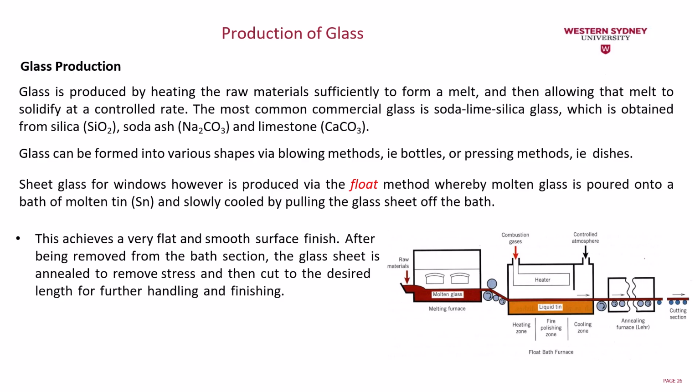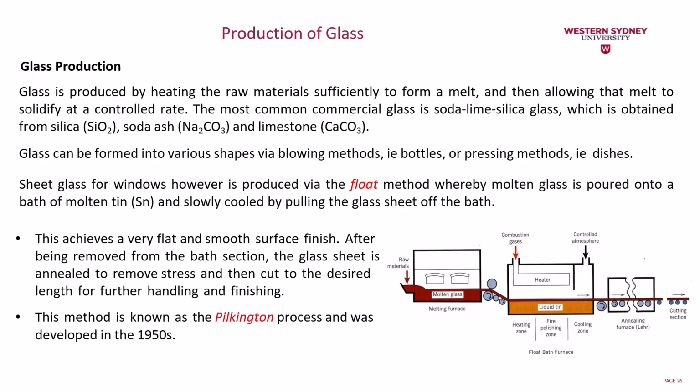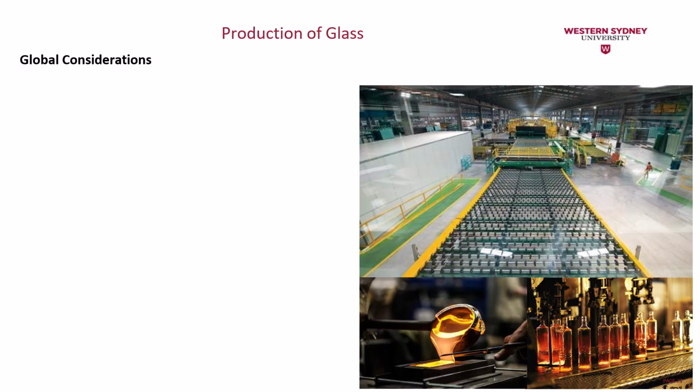This achieves a very flat and smooth surface finish, and after being removed from the bath, the glass sheet is annealed to remove the stresses, and then cut to the desired length for further handling and finishing. This method is known as the Pilkington process and was developed back in the 1950s.